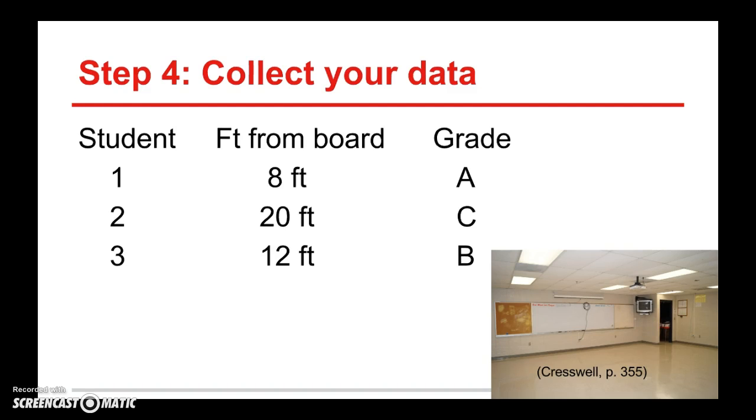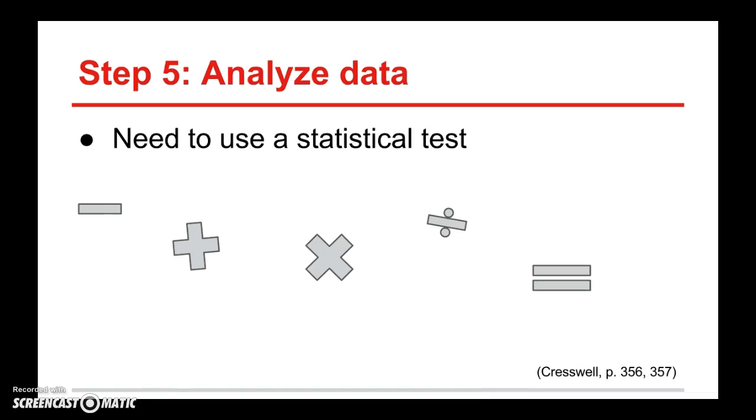Looking at a different thought, step 4 is collecting your data. If you had the question, does proximity to the board in the classroom affect the grade of students? You would have a whole list of students. You'd collect the feet from the board from where they sit, and then collect their grades, and you could code the grades into numbers. An A, 90%, a C, 70%, B, 80%. And then analyze the data.